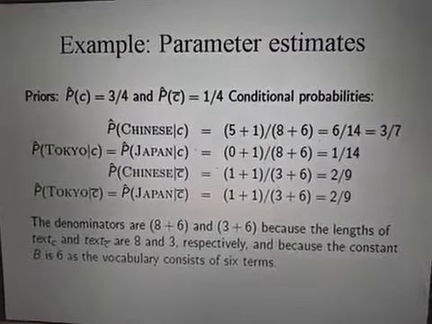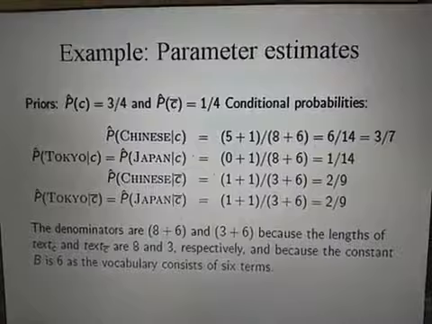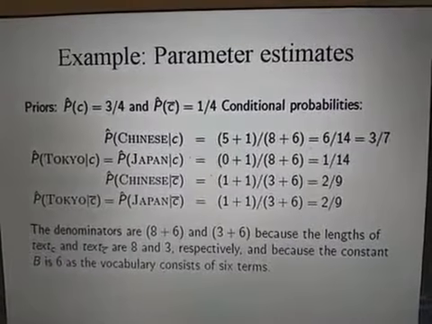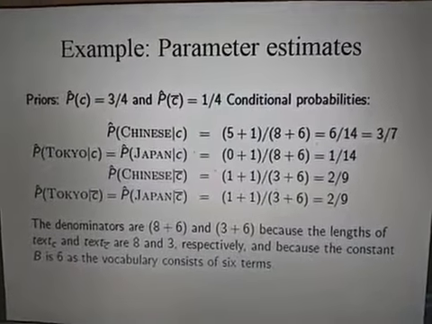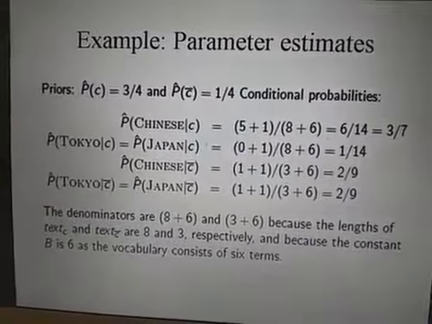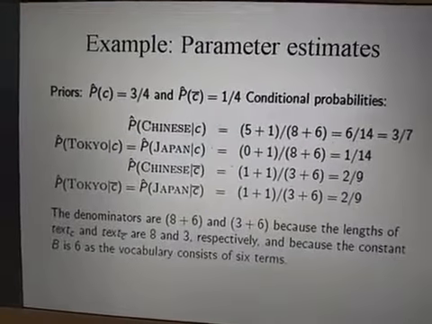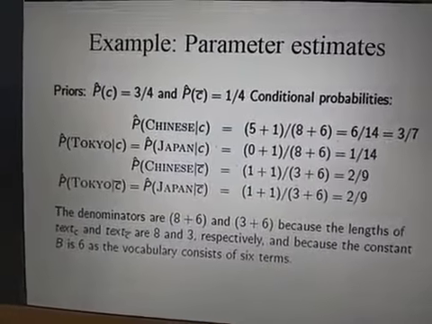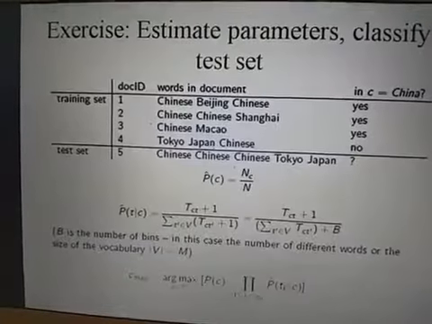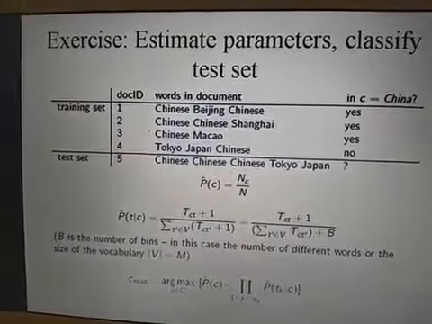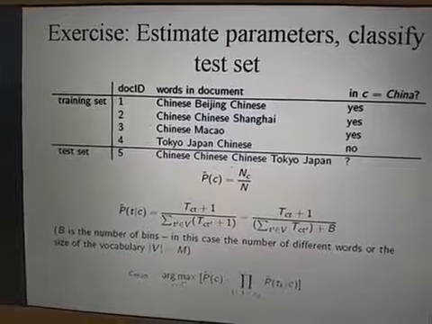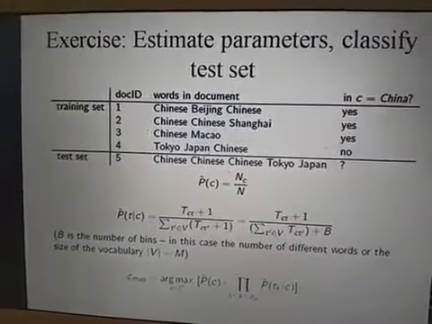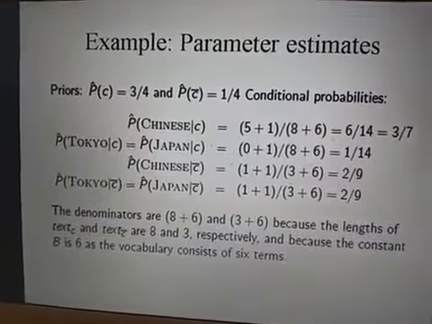Example for parameter estimating: probability of C is 3 by 4, probability of C dash, not C, is 1 by 4. Conditional probability: if yes is 3 by 4, then not yes is 1 by 4. That means out of a total of 4 documents, 3 are yes, that's why 3 by 4, and 1 is no, that's why 1 by 4.